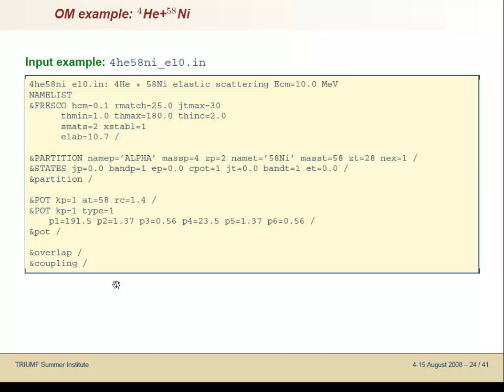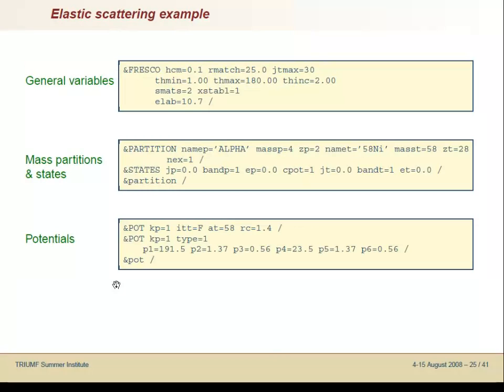And these overlaps here are related to the overlaps that Jeff and Ed were discussing on the previous days. So essentially, these are the wave functions related to some bound wave functions, for example, in transfer calculations. But let's keep on the simple case. As I say, the general variables are contained in this Fresco name list. It also contains the incident energy, the laboratory energy.